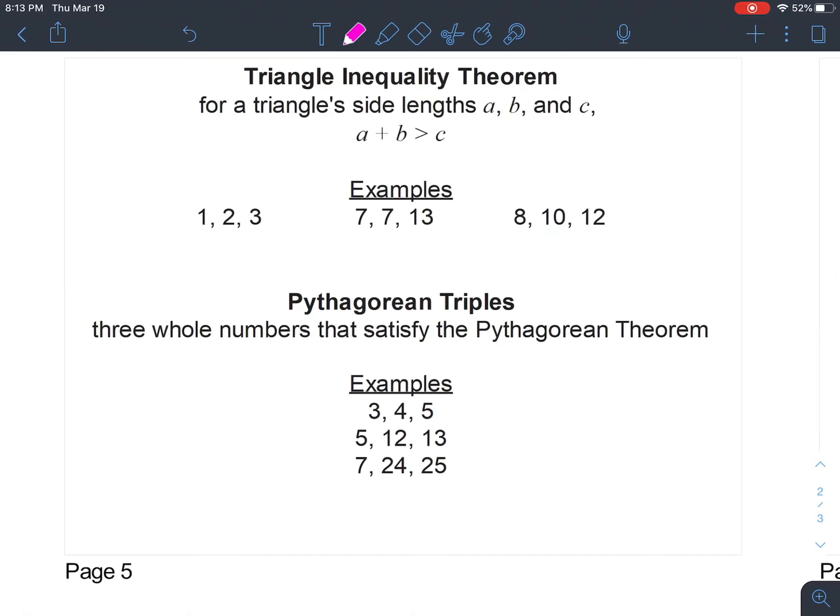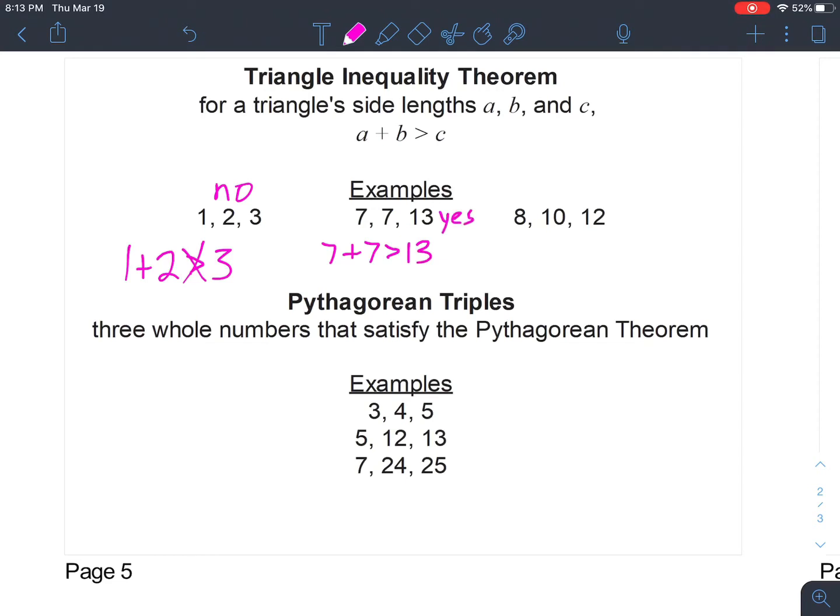Okay, so a couple things then that we need to know about as well. The triangle inequality theorem. So for the three sides of a triangle, A, B, and C, A plus B will always be greater than C. So two sides must always add to be larger than the third side. So some examples here. The first one, 1, 2, and 3. Well, I know that 1 plus 2 does not end up being greater than 3. So I know that no, 1, 2, and 3 cannot be the side lengths for a triangle.